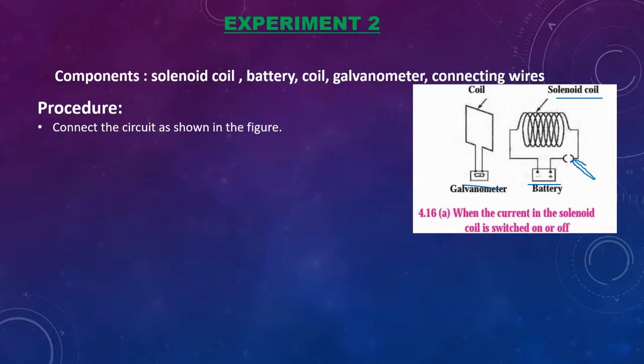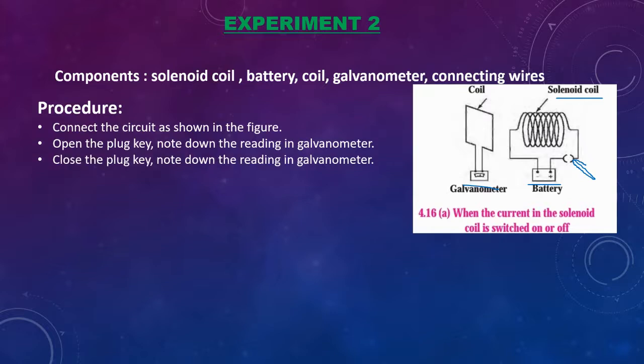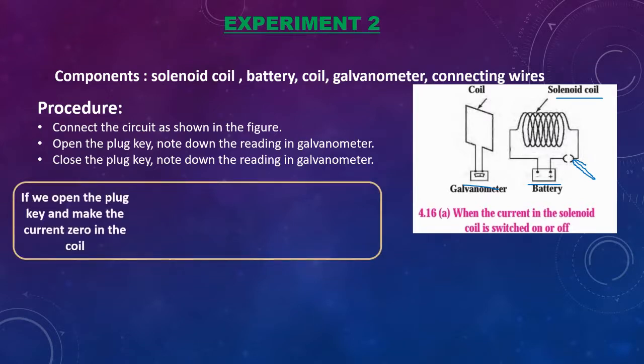So the procedure of this experiment is: connect the circuit as shown in the figure, and then open the plug key and note down the reading in the galvanometer. So the first case is when the plug key is open, then we note down the reading in the galvanometer, and the second case is close the plug key and note down the reading in the galvanometer. So let's understand the first case.